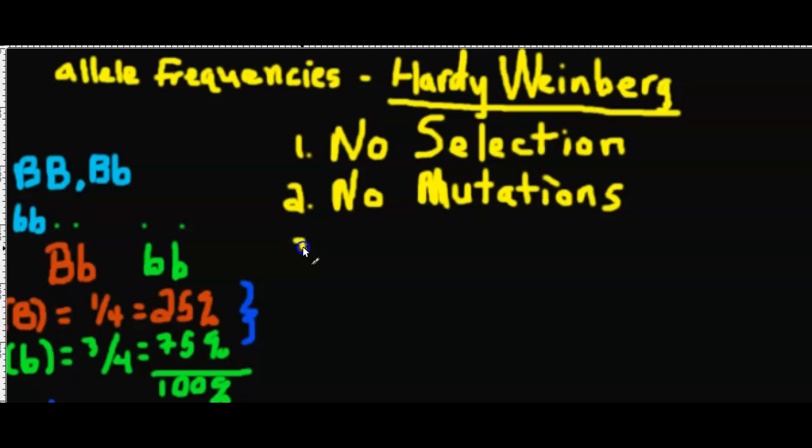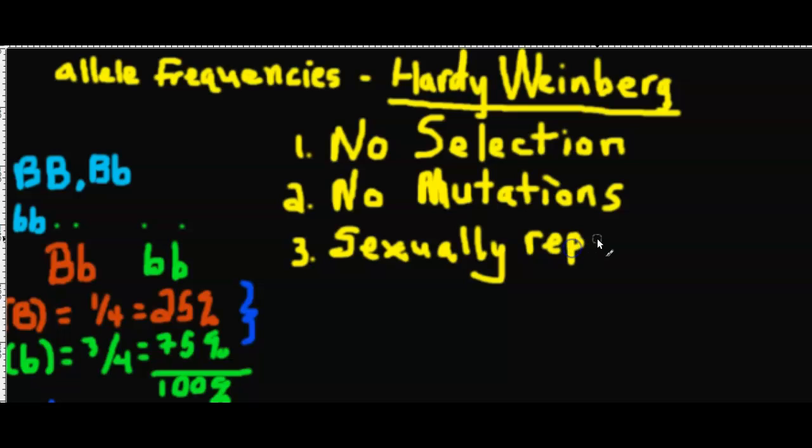Another thing is that it has to be sexually reproducing because we need to have diversity possible. And these things are going to help us keep our allele frequency stable. Again, we're going to go through these. This is for lecture and lab. And it has to be in a large population. So it has to be more than 2. So a large population.